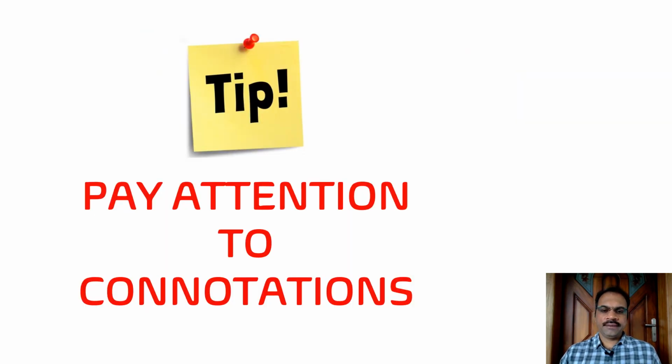Next one. Pay attention to connotations. Connotations means many words have more than one meaning. Usually you are able to make sense depending on the context, depending on the words which are around them. But especially in scientific writing, you have to give a lot of importance to clarity. So it is better, if there is any possibility that confusion may be created because of the use of a word that has other meanings also, to avoid using such words and use other synonyms. We will see an example.